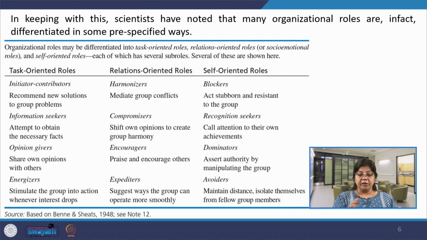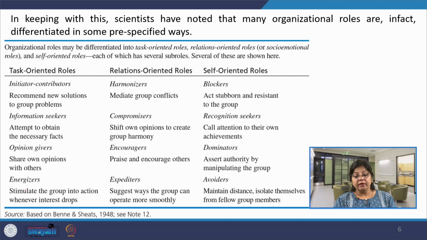So, this is just a pictorial representation of role differentiation, that is, how an individual performs different kinds of roles: task oriented, relationship oriented and self oriented. If we talk about task oriented roles, the employee is an initiator or contributor, an information seeker, an opinion giver and an energizer. In a nutshell, the person will recommend new solutions to group problems. He will attempt to obtain necessary facts in order to deal with any problem. He will share his opinion and motivate or stimulate the group into action to reach the goal. So, these are task oriented roles.